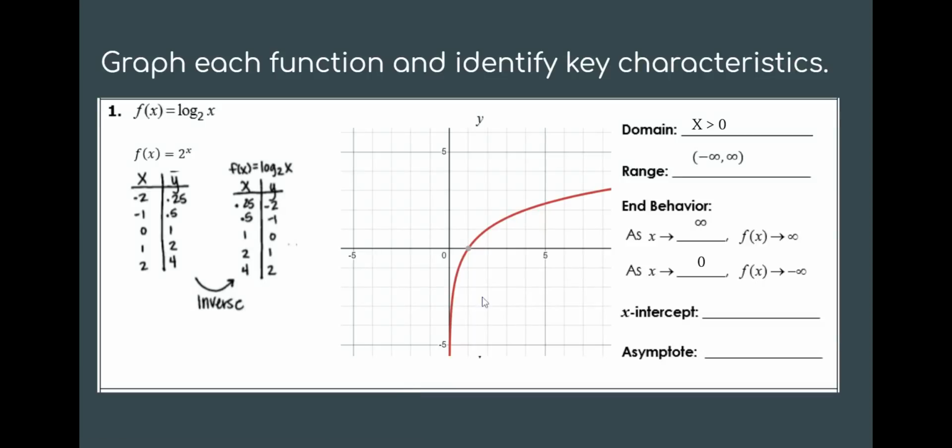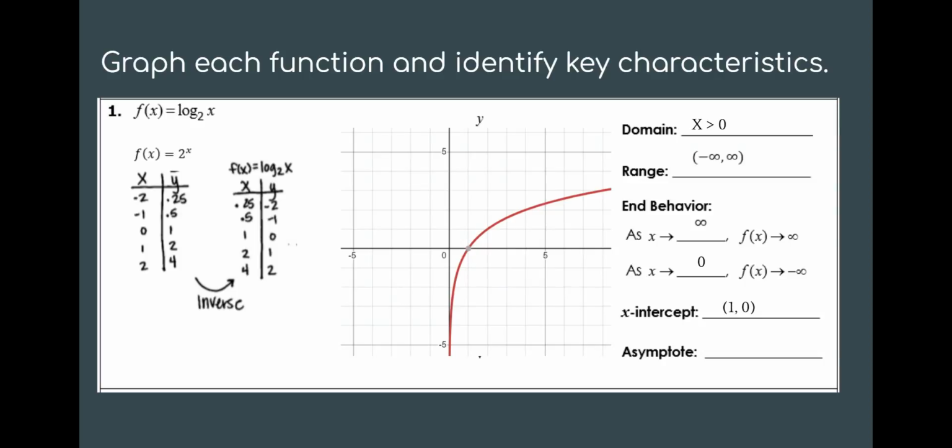We can identify what the x-intercept is. It's pretty easy from the table. You look where y equals 0, or if you are not very good at remembering that, you can just look at the function here, and it is the point (1, 0).